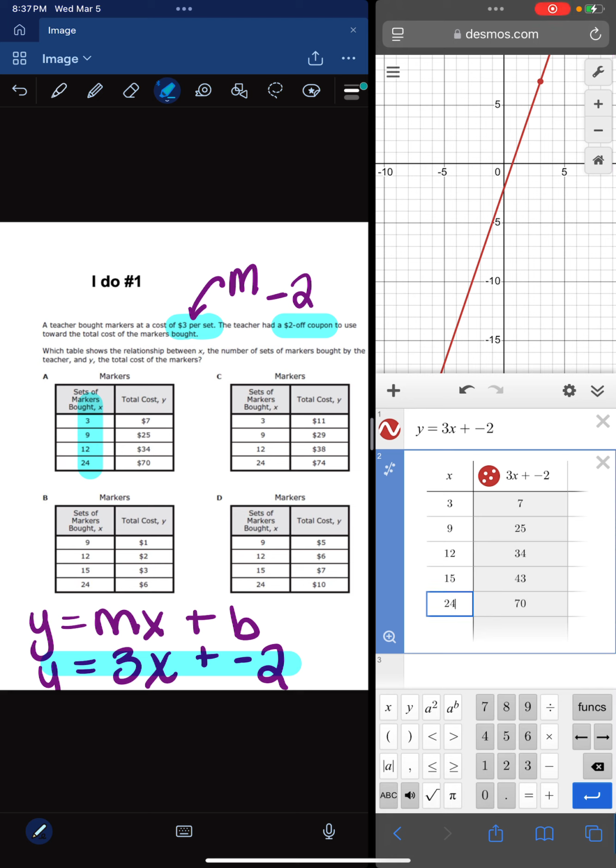Okay, so when x is 3, y should be 7. So that means that we can eliminate C, because when x is 3, y is 11. When x is 9, y is 25. So that means that we can eliminate B, because when x is 9, y is 1. And we can eliminate D, because when x is 9, y is 5. So the only one that matches our Desmos table is going to be A.